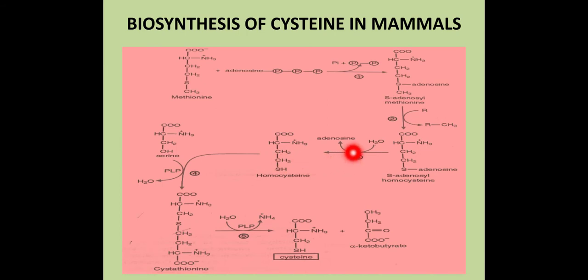This homocysteine now condenses with another amino acid, serine, to form cystathionine, and this reaction is catalyzed by the enzyme cystathionine beta synthase. It is a PLP dependent enzyme. In the next step, the cystathionine gamma lyase enzyme removes the amino group and cleaves the cystathionine into cysteine and alpha ketobutyrate. As a result of this reaction, cysteine is produced from methionine. Thus, we see that the sulfur atom of cysteine is derived from methionine, whereas the carbon skeleton comes from the serine.